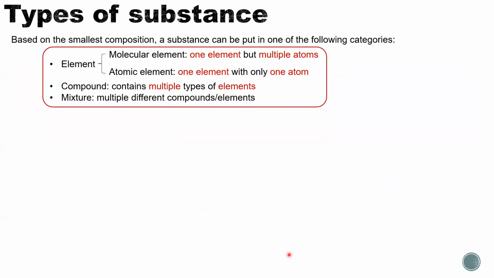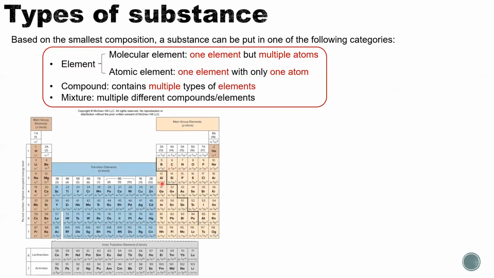And there are so many substances in nature, we need to find a way to put them into different categories. And this is based on the smallest composition of a substance. You may have heard about the periodic table before. Each symbol here represents an element. And there are so many elements in nature. Some of the elements are very stable by themselves. Some of them need to combine with each other to make a substance.